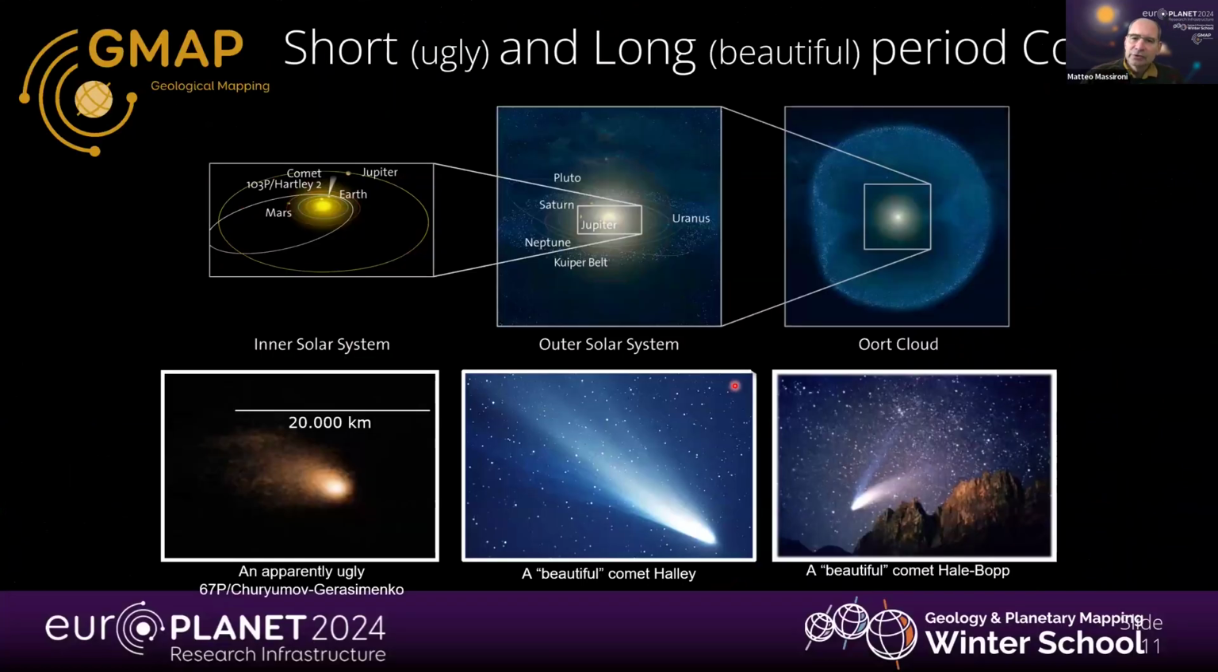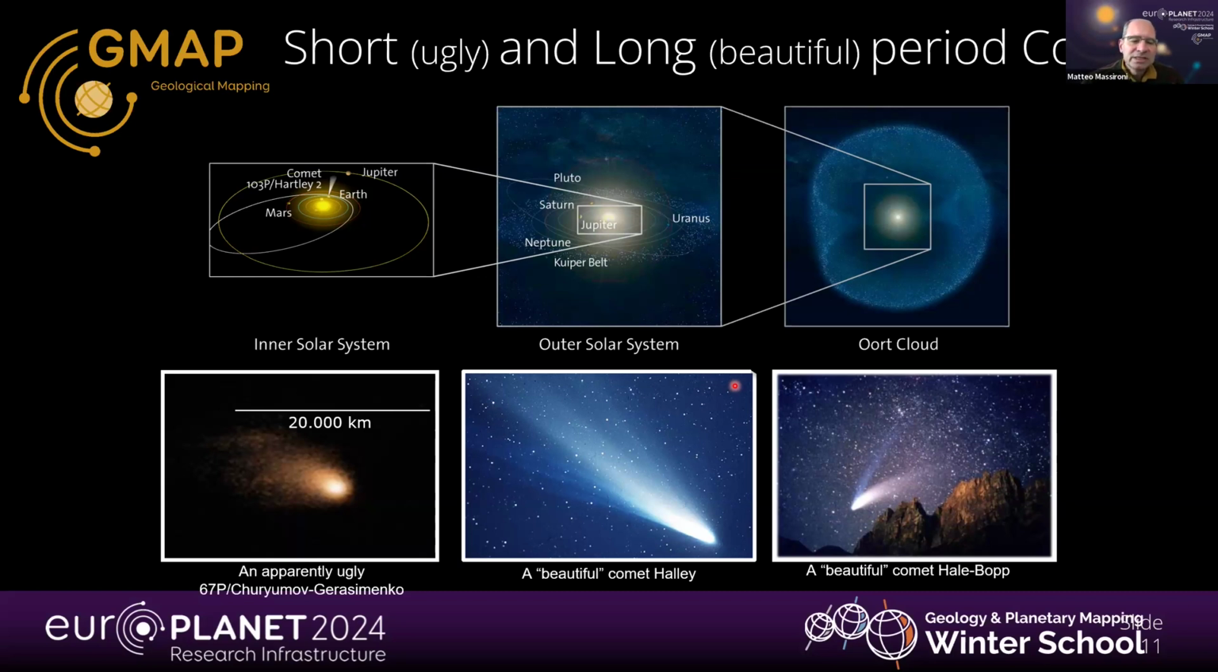The second part of the tutorial will be on comets, and comets can be subdivided into two main groups. The short period comets, meaning the periodic comets, have a period lower than 200 years, and the long period comets have a period longer than 200 years. We can even think that the short period comets are like Halley's comet. Actually they are not Halley, but they are less beautiful.